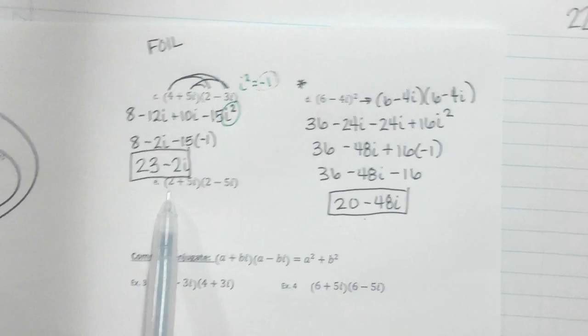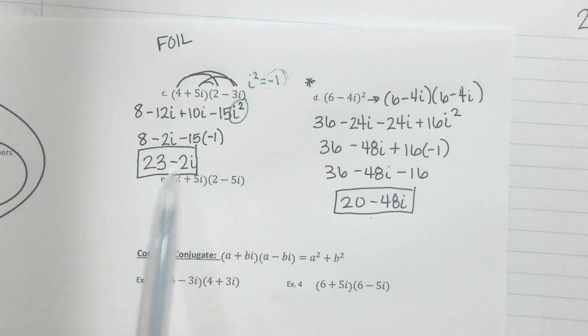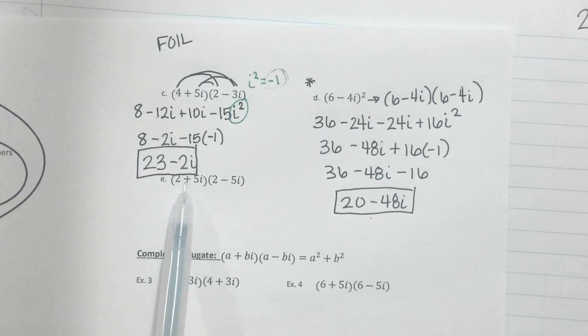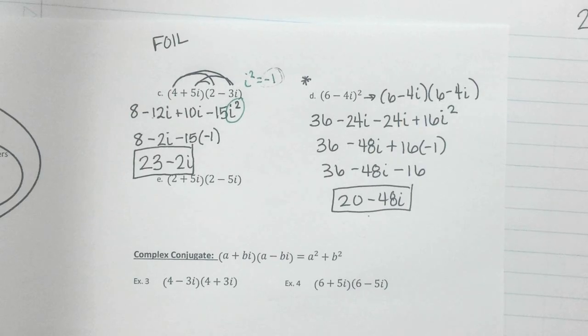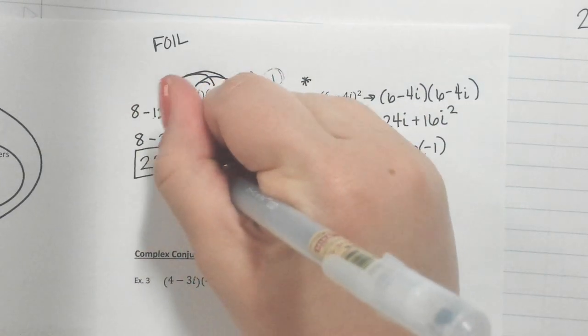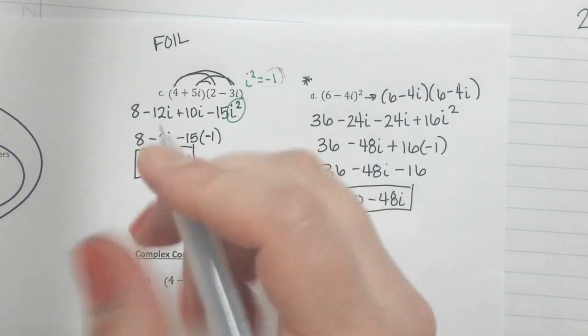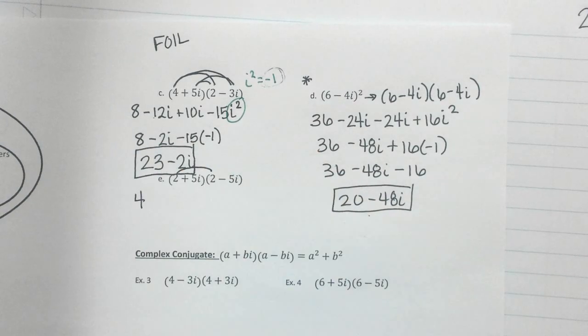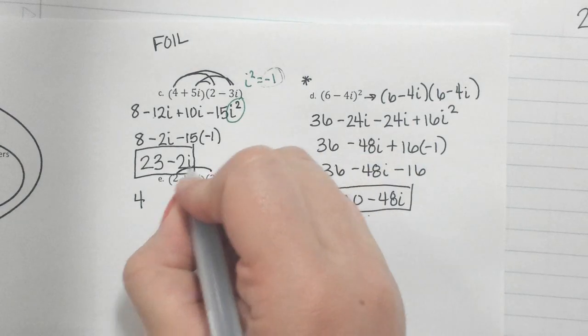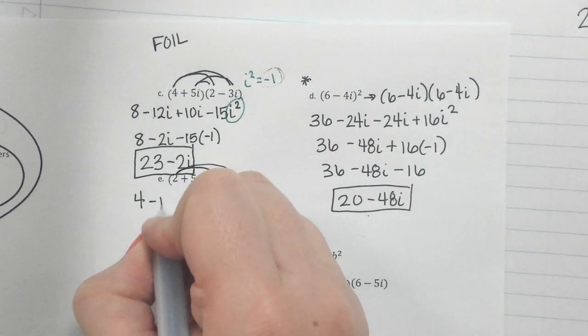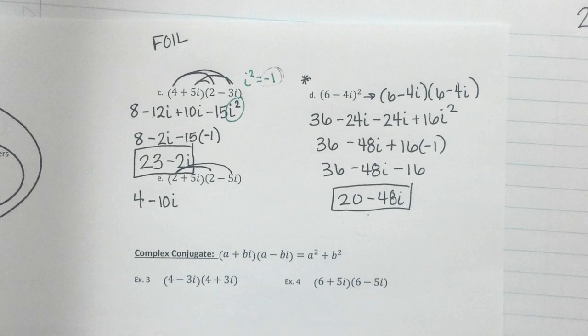Okay, let's look at E. Okay, this is going to be something special. 2 plus 5i times 2 minus 5i. Doesn't that look like a difference of squares to you? But a little different, right? So let's see what happens when we FOIL this one out. So 2 times 2 is 4. 2 times negative 5i is minus 10i.